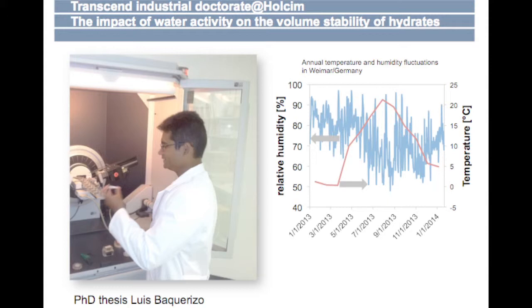But if you look to the environment, about 90% of the concrete is basically not exposed to water, but exposed to water vapor, such as we have in here now. And just here you see a graph of the temperature and humidity fluctuations from my hometown in Weimar. You can see that temperature will change a lot during the year, and even the humidity changes a lot during the year. So Luis really should investigate what happens actually to the hydrates. I mean, how do they interact with these changing conditions?